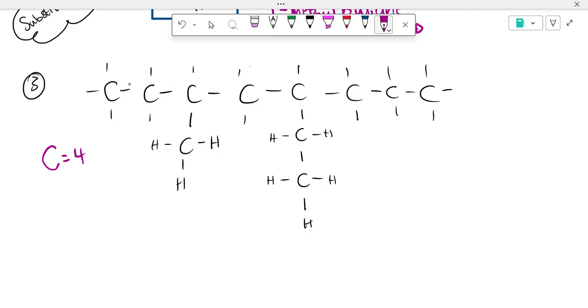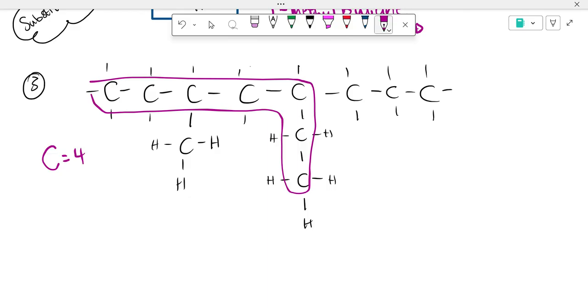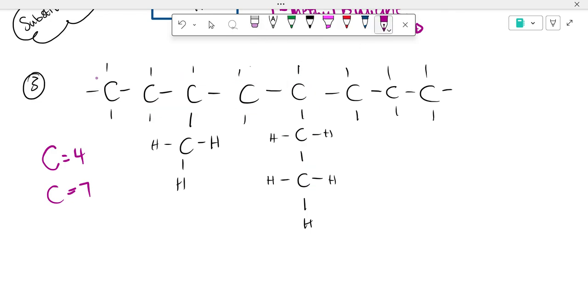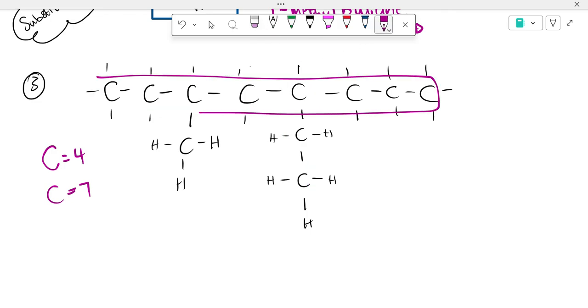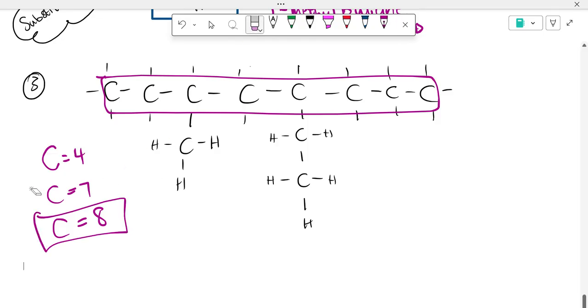And then let's look at the other one. This one here. It's also long and continuous. That's 1, 2, 3, 4, 5, 6, 7 carbons. Okay, and then I have this one here, which is 1, 2, 3, 4, 5, 6, 7, 8. So this other one has 8 carbons. So which one has the longest carbon chain? Which one has the most carbons in the continuous chain? This one with 8 carbons, right? So that's the longest one.